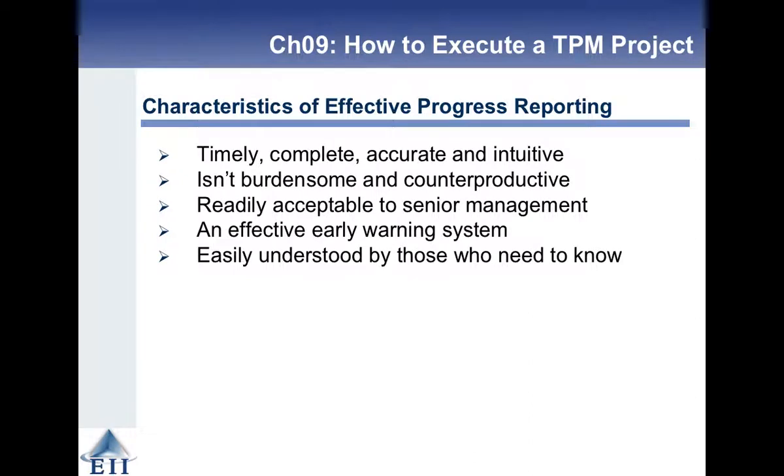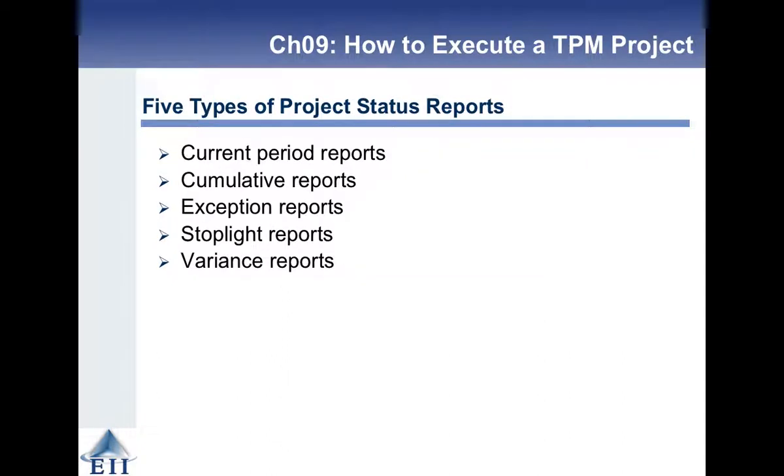So the thing that characterizes effective reporting is it's timely, complete, accurate and intuitive. It's not burdensome. You don't have to spend hours putting the report together. It's not counterproductive. It doesn't stop you getting stuff done. It's acceptable to senior management. It is an effective early warning system when things go wrong or when things may go wrong. And the intuitive bit is it's understood by those who need to know. And there are 5 types of project status reports: current period, cumulative, exception, stoplight and variance.